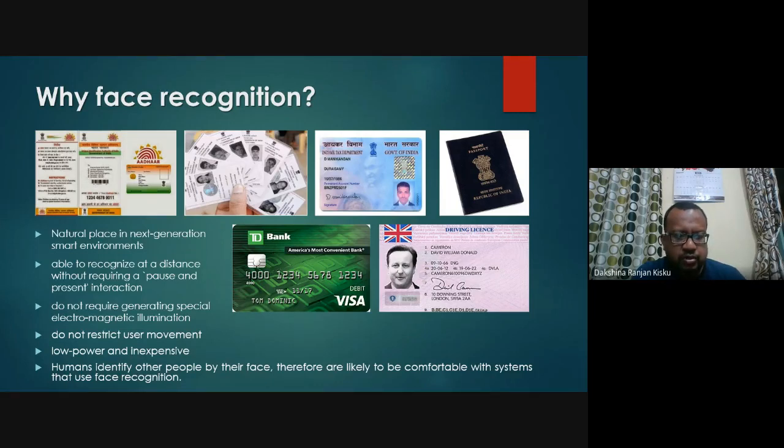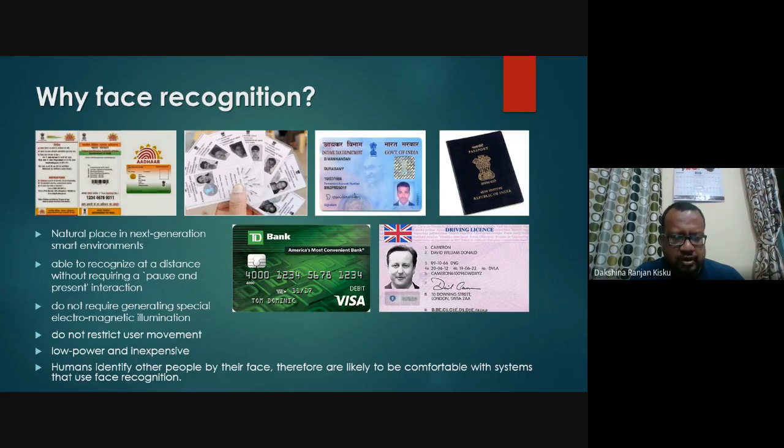That means without interfering with the subject, we can take the face image at a distance. From a certain distance we can take the face image without disturbing the subject. It does not require generating special electromagnetic illumination, so for any illumination condition, we can capture the face images. It does not restrict user movement. The user can move freely, and during that movement, the face recognition system captures the face images for recognition or identification purposes.